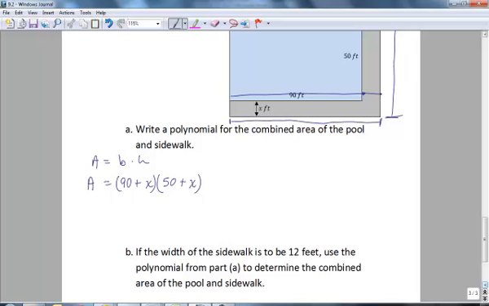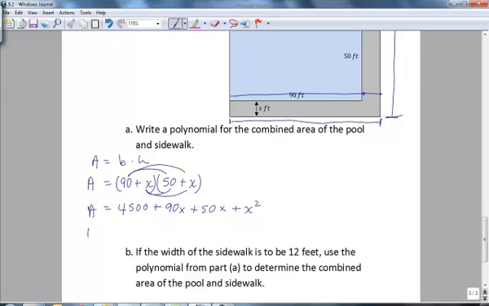So here we go. F stands for firsts. 90 times 50. I believe that is 4,500. My outers, 90 times x. Of course, that's 90x. My inners would be 50x. My lasts would be x times x, which is x squared.